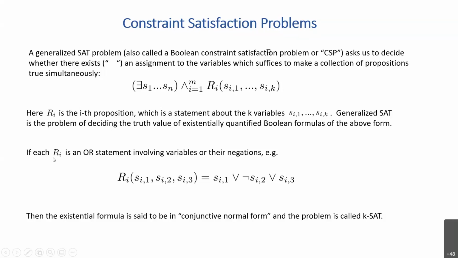This is maybe just a technical detail, but if each Ri is an or statement involving variables and their negations, so you're taking the and of a bunch of clauses, but each one of them is just a sequence of or functions, this is a standard form for Boolean propositions called conjunctive normal form. The reason I mention that is because you have to be in this CNF to have what's called KSAT, which again might be familiar. But today, to simplify some details, I'm going to focus on this generalized SAT.